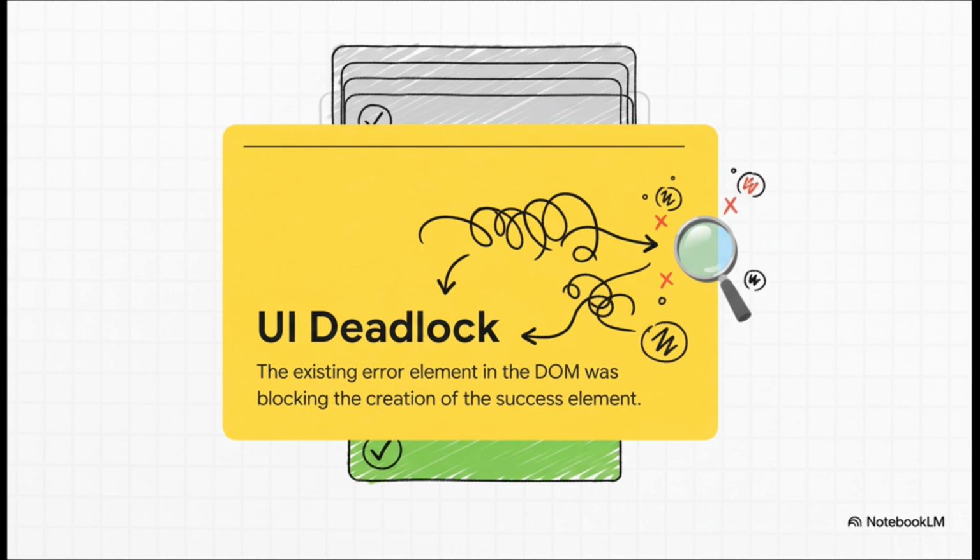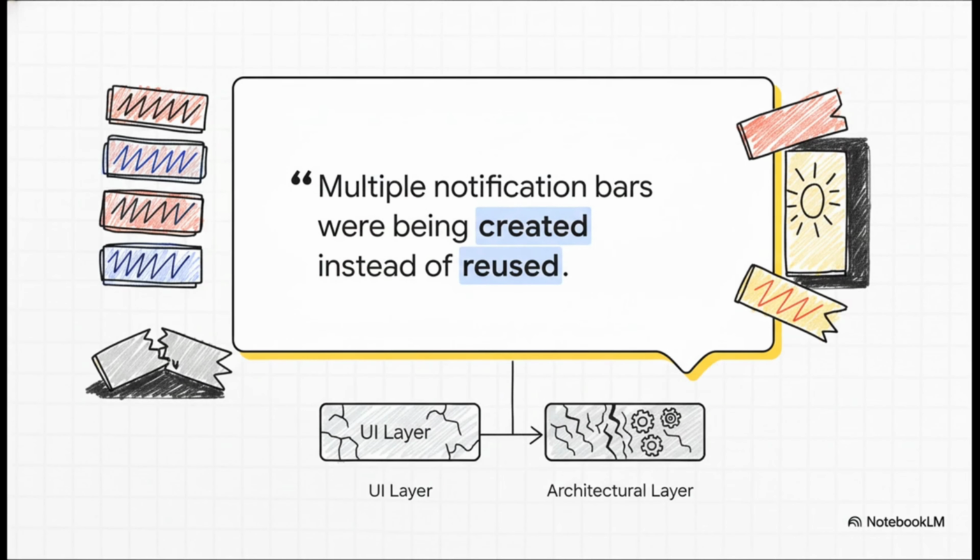The problem? It never cleaned up the old ones. They were just sitting there, invisible, stacking on top of each other like invisible pancakes, and literally, physically blocking the new success banner from ever being seen. It was a classic UI deadlock. With every error, a new banner was being created. The old one never died, which meant there was just no room for the success message.